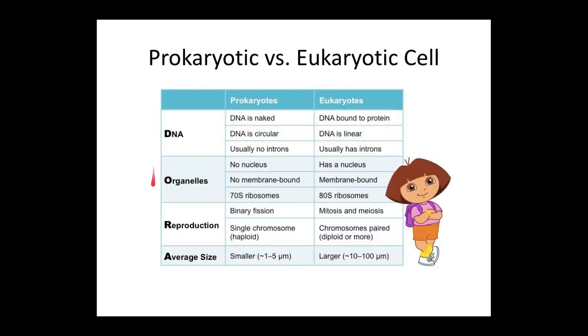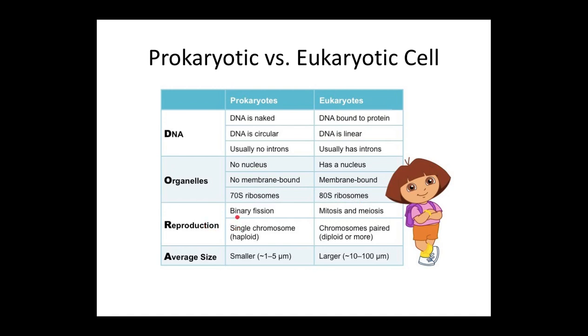And here is just an abbreviation to help you remember the differences between the prokaryotic cell and a eukaryotic cell, through the abbreviation DORA. For prokaryotes, their DNA is naked, it's circular in shape, and there are usually no introns. For eukaryotes, their DNA is bound to a protein, it's linear in shape, and it usually has introns. For organelles, prokaryotes possess no nucleus. They have no membrane-bound organelles, and they have 70S ribosomes. Eukaryotes have a nucleus, they possess membrane-bound organelles, and they also have 80S ribosomes instead of 70S.